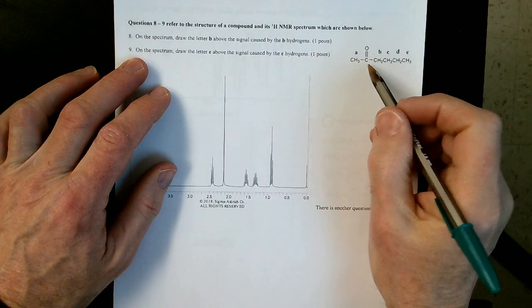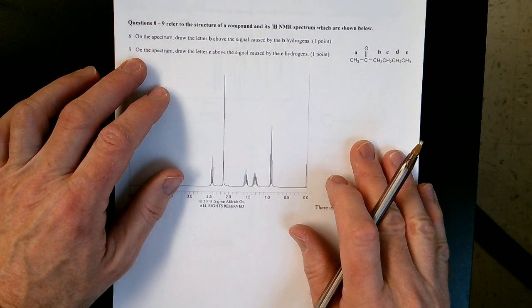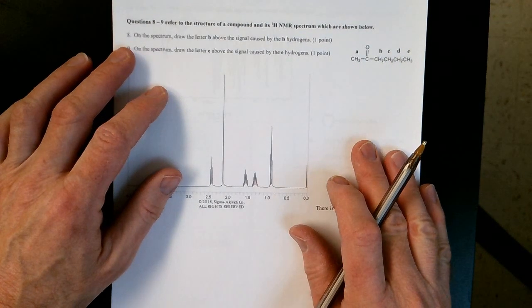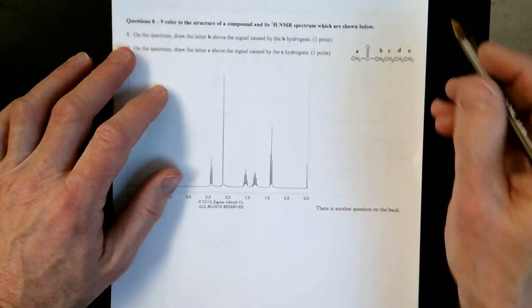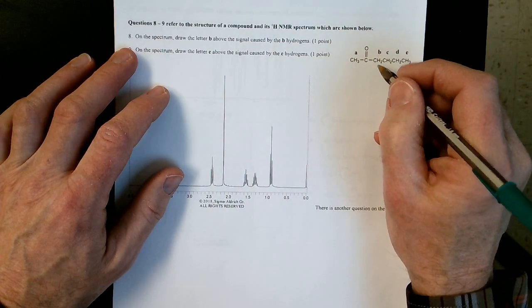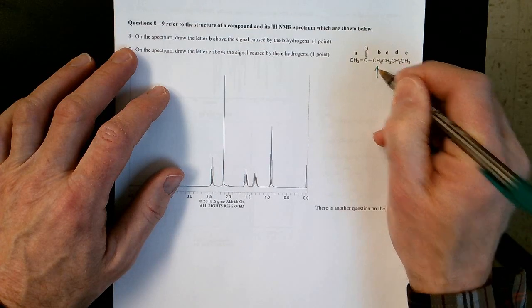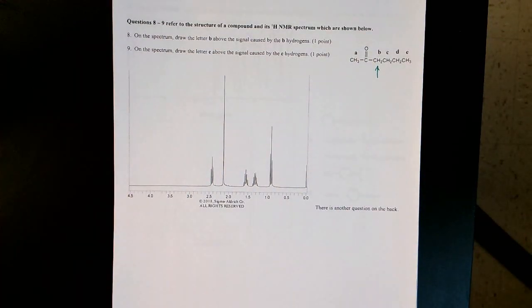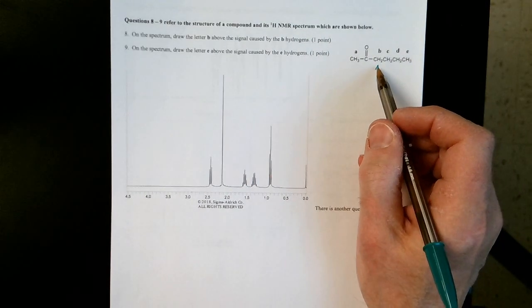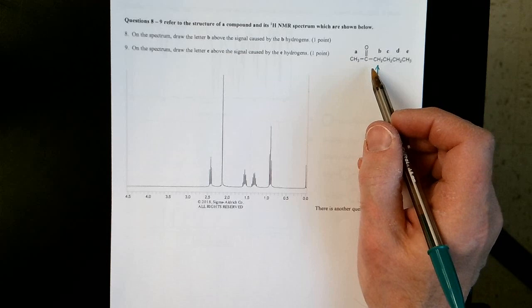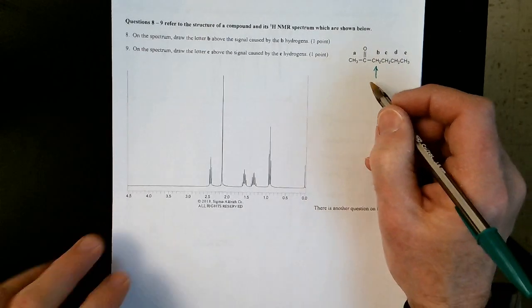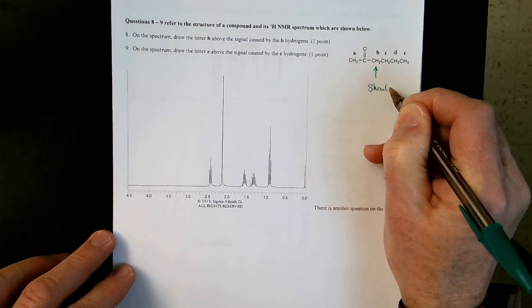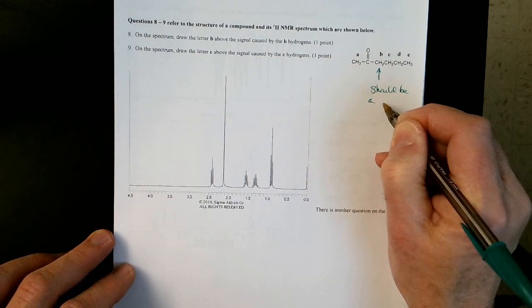Okay, so we've got 1, 2, 3, 4, 5 sets of hydrogens there, and you're asked to map each one to a signal here. The B hydrogens, and it might be easiest to start by saying, well, what kind of splitting would you expect out of that signal? The B hydrogens. And so let's put a quick term on it, things like doublet, triplet, quartet, whatever it would be. The B hydrogen should be a what?